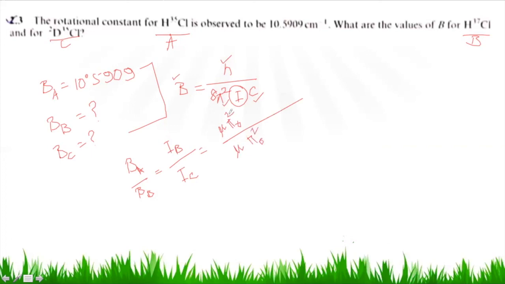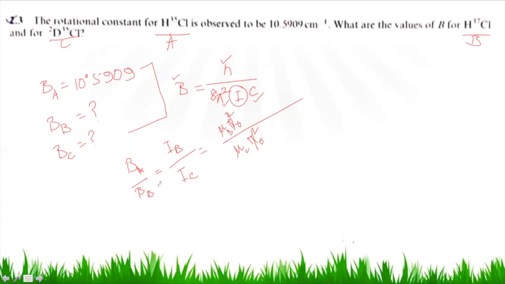Since the total bond length will remain the same even with different isotopes, this one will remain the same. So B and C will be different, and the reduced mass can be calculated. So BA by BB, and hence you can calculate the rest of the values.